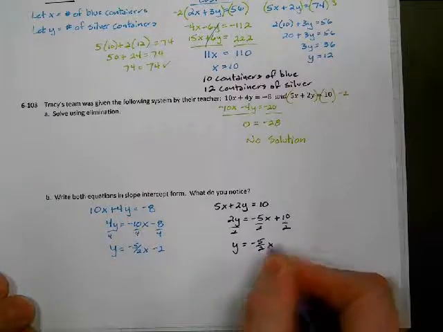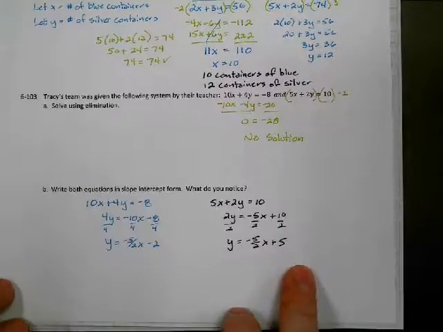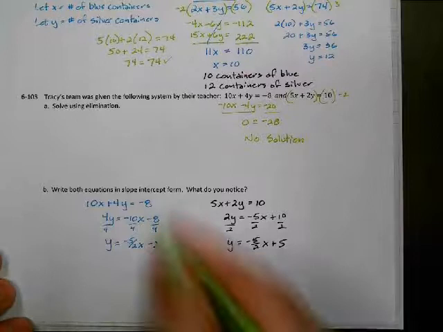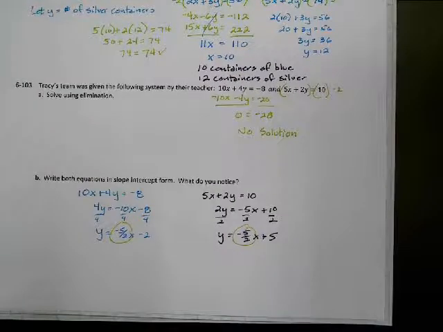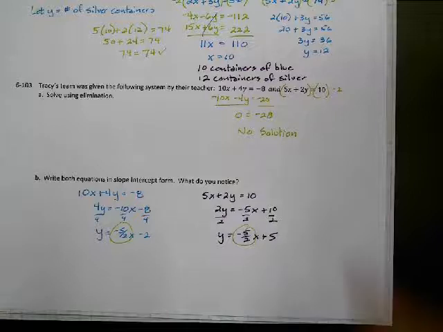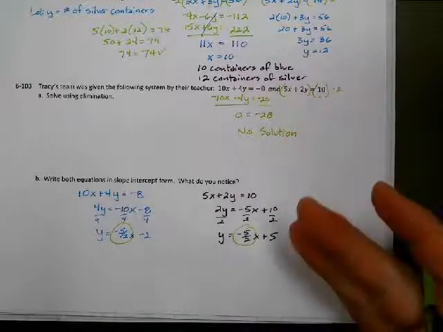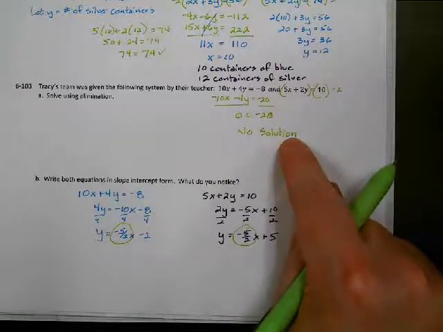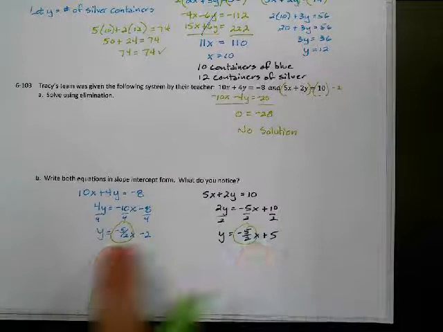Now, are these two lines the same? No, they're not the same. But boom, boom, same slope. What does that mean? It means they're parallel. If they're parallel, they can't intersect, which is why we're getting no solution. So anytime you get no solution, that means that if you put them into slope-intercept form, they're going to have the same exact slope and different y-intercepts.